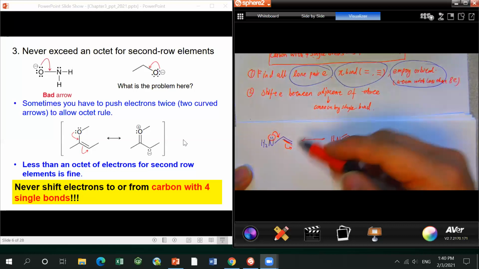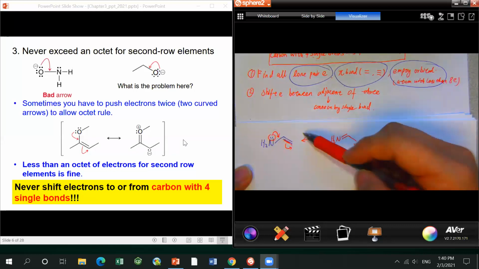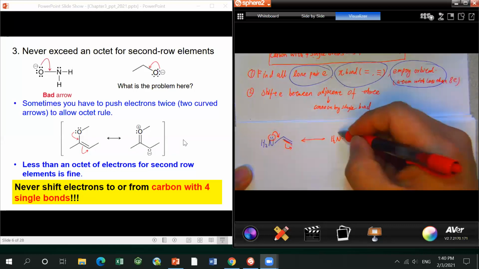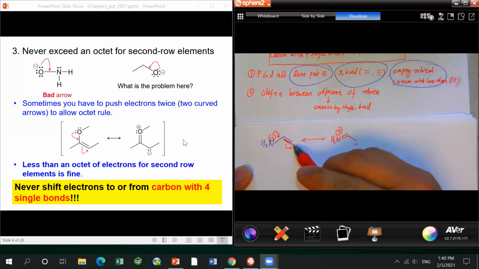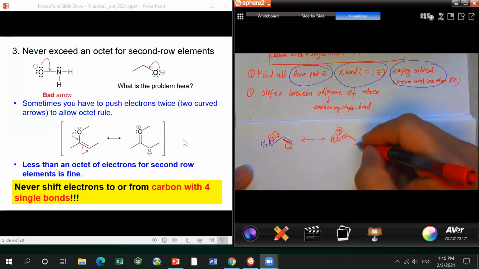Keep in mind, track the formal charge change. Original nitrogen is neutral, but now you give out one electron shared with this carbon, so it becomes a positive charge. This carbon was originally neutral, but now you give it a pair of lone pair electrons, so it becomes negative.